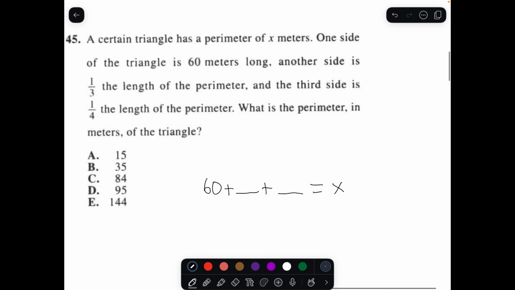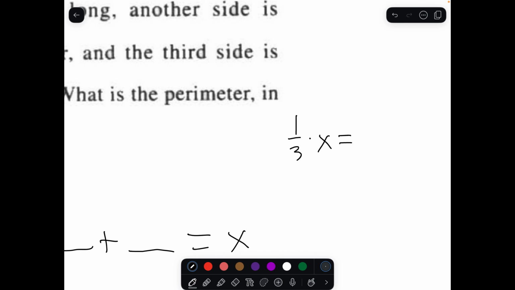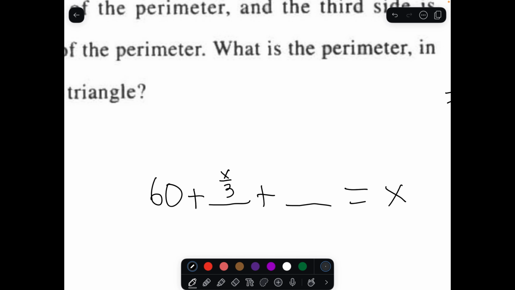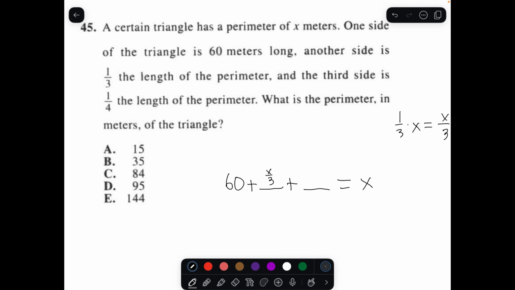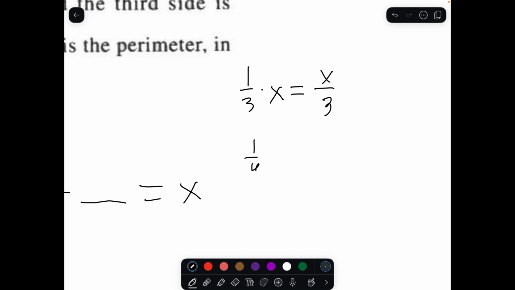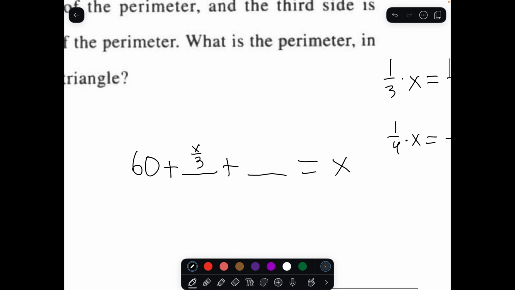Notice it says that another side is 1/3 the length of the perimeter, which we called our second side. 1/3 the length of the perimeter, that is 1/3 times x. So the second side is x over 3, right? We can fill in this dash with x over 3. And the third side is 1/4 the length of the perimeter, which is 1/4 times x, which is x over 4. So the third side is x over 4. And we can fill this dash in with x over 4.